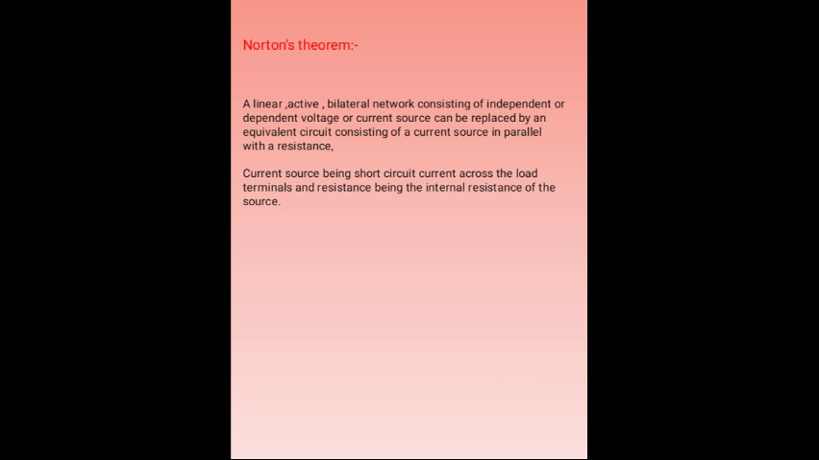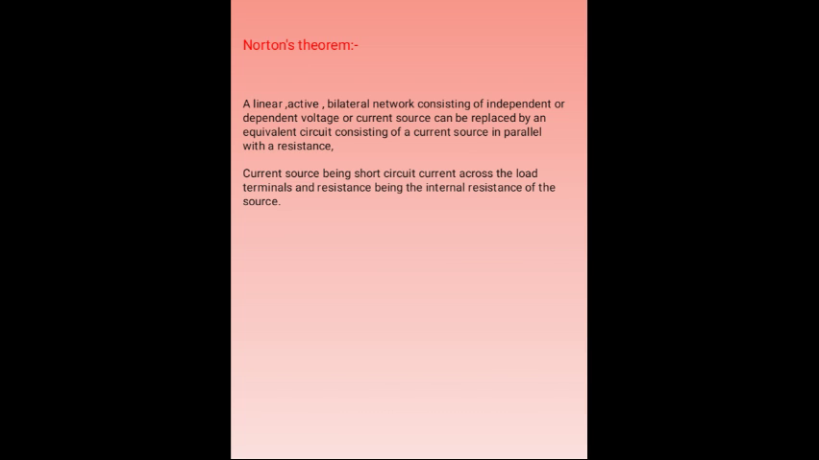Linear elements in a network are those elements whose response is directly proportional to excitation. It means when excitation increases, the response also increases in the same proportion. For example, resistance, inductance and capacitance. Active elements in the network are those elements which deliver energy. So, these elements are voltage source, current source, battery, etc.